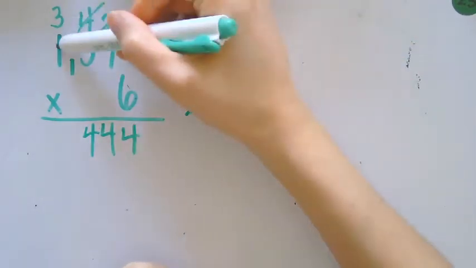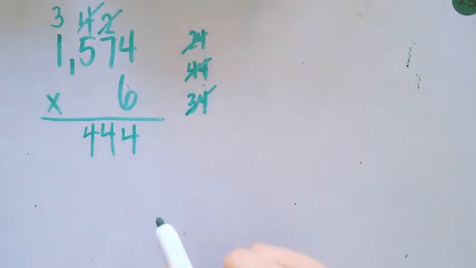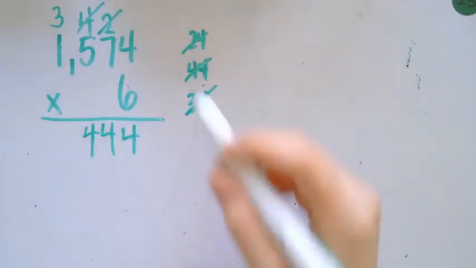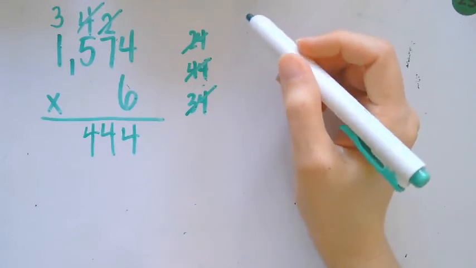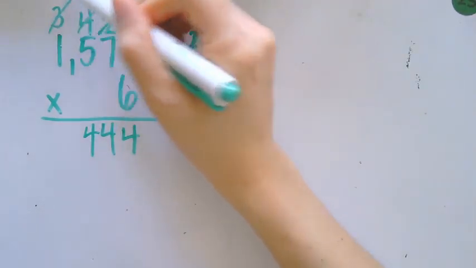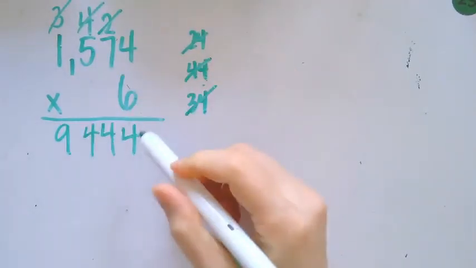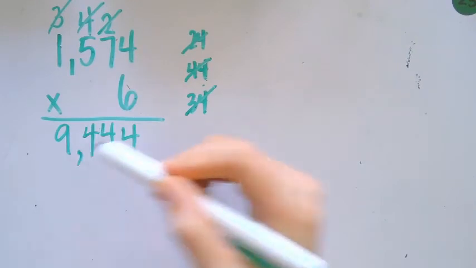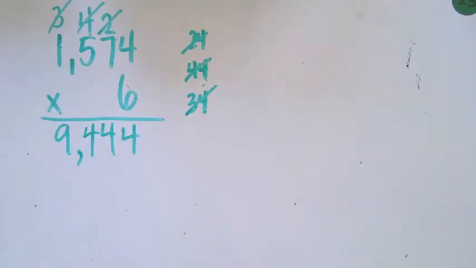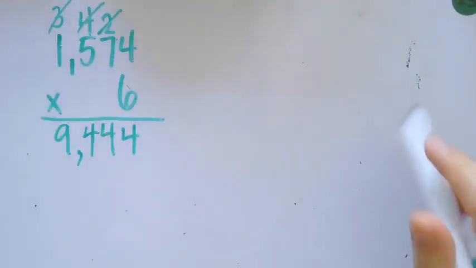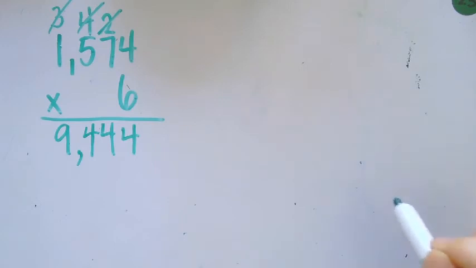Okay. 1 times 6 is 6. 6 plus 3 is 9. Here's my comma. Okay, now we're going to go ahead and use an alternative method, a second way to check our work, and that's going to be using an area model.